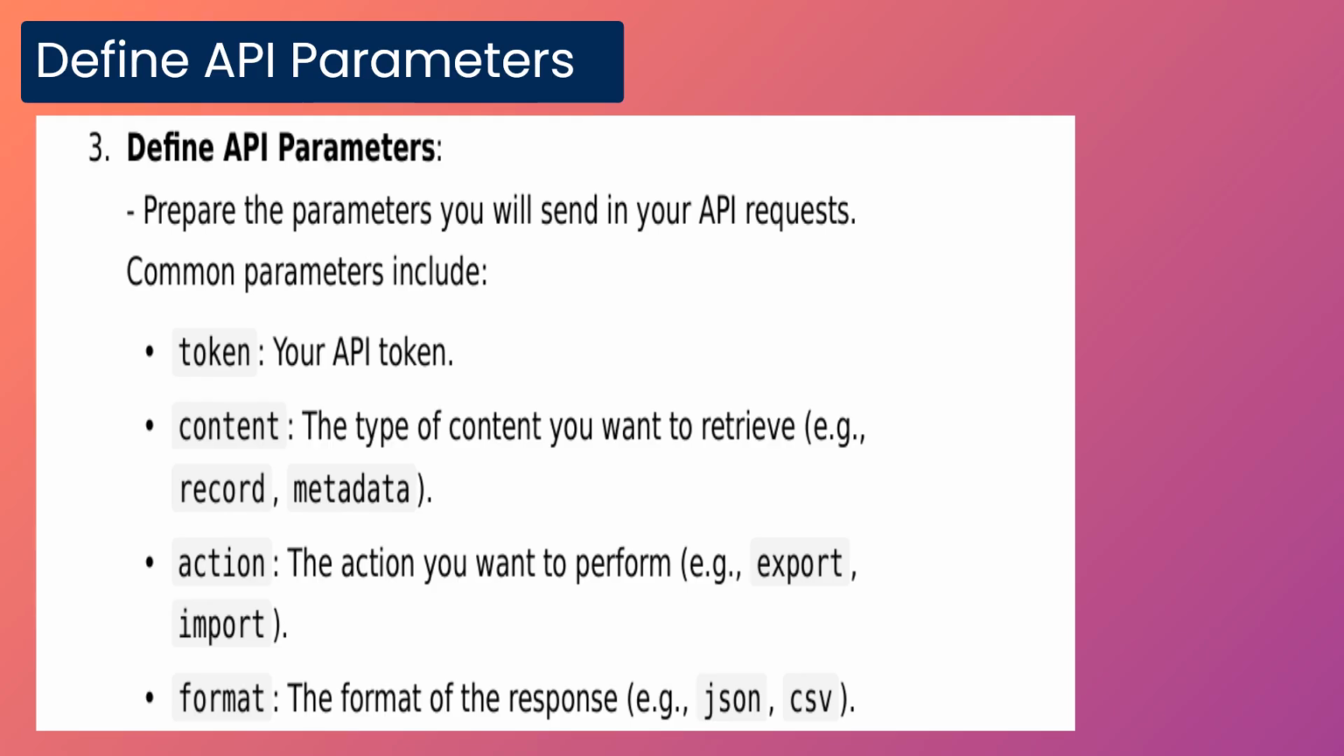Common parameters include token, your API token. Content, the type of content you want to retrieve, for example, record, metadata. Action, the action you want to perform, for example, import. Format, the format of the response, e.g., JSON, CSV.